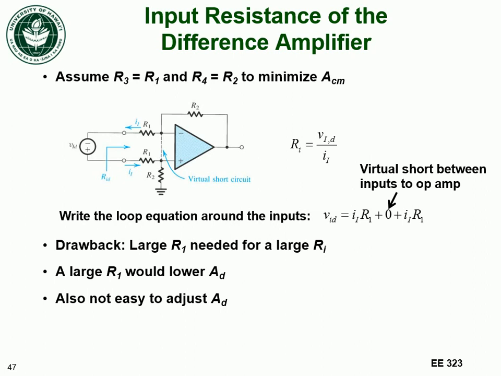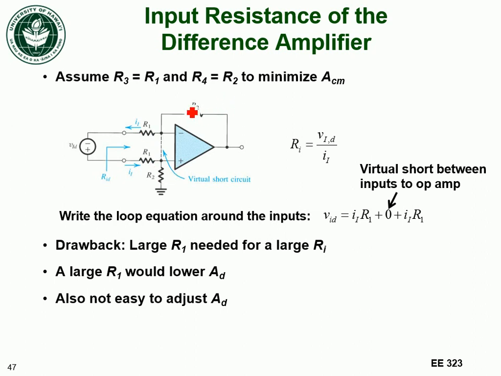Okay, so we're going to figure out what the input resistance is going to be. To do that, we're going to make a couple of assumptions. Here, we're assuming that R3, this resistor that used to be R3, is equal to R1. And this resistor used to be R4, we're going to set equal to R2. Those are the conditions we need in order to make sure that our common mode gain is zero and that it's functioning as a difference amplifier.